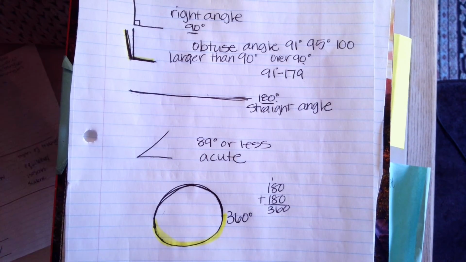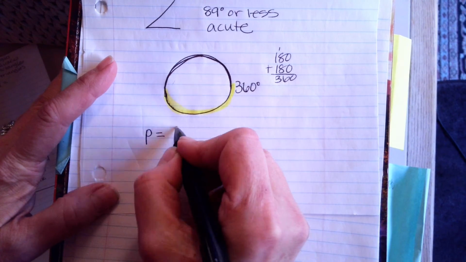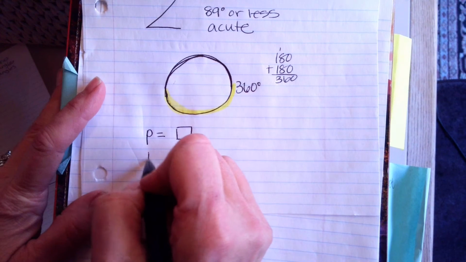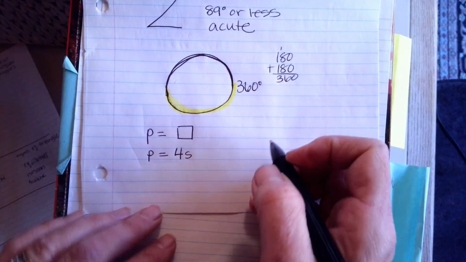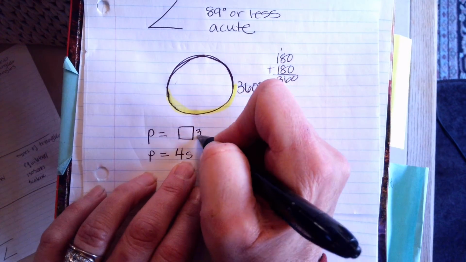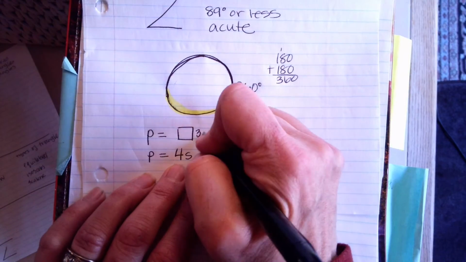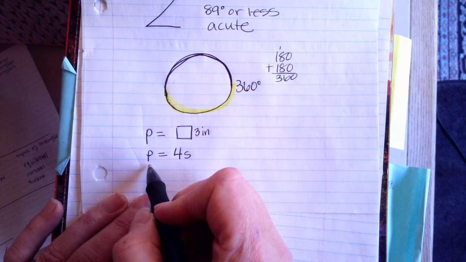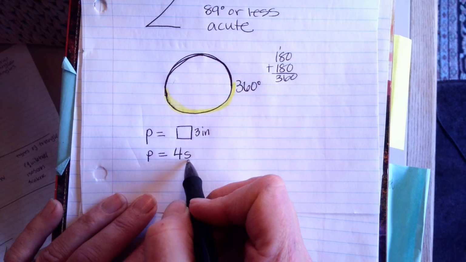Okay, now we're going to do perimeter and area. So for perimeter of a square, you are going to do 4 sides. So the perimeter is 4s. And say this is my side. It's 3 inches. The first thing you're going to do is you're going to write out the formula. So here's step 1. P equals 4s.